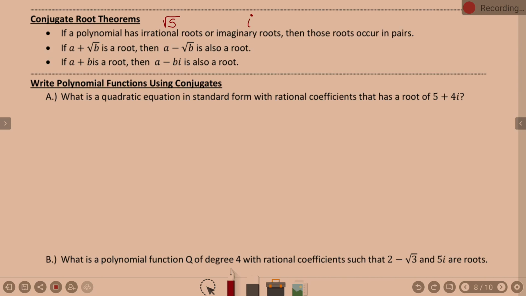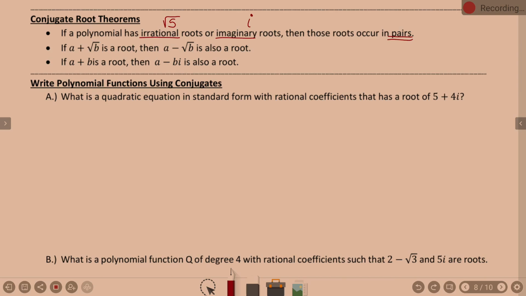Those are going to occur in pairs. If you go back to what we just did, we had plus or minus i, the square root of 5. It occurred in pairs because it was imaginary. Okay, so important to know, irrational and imaginary roots occur in pairs.